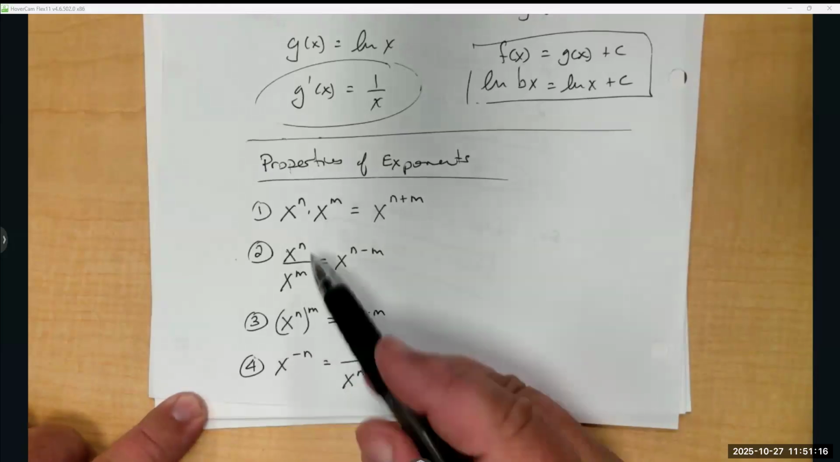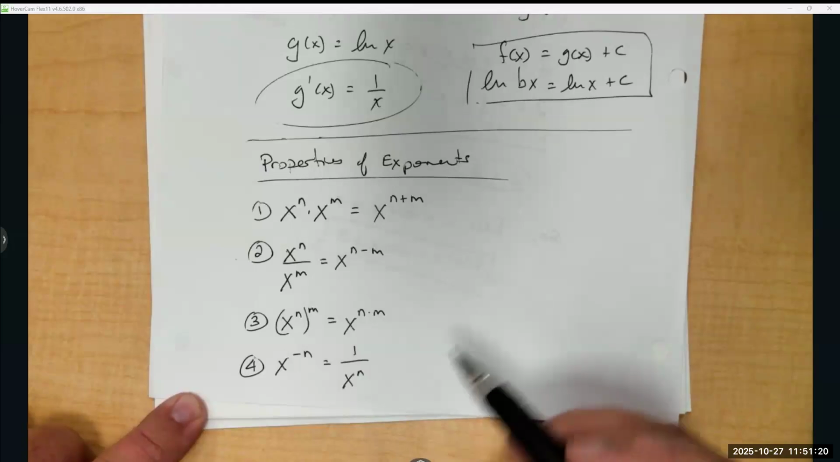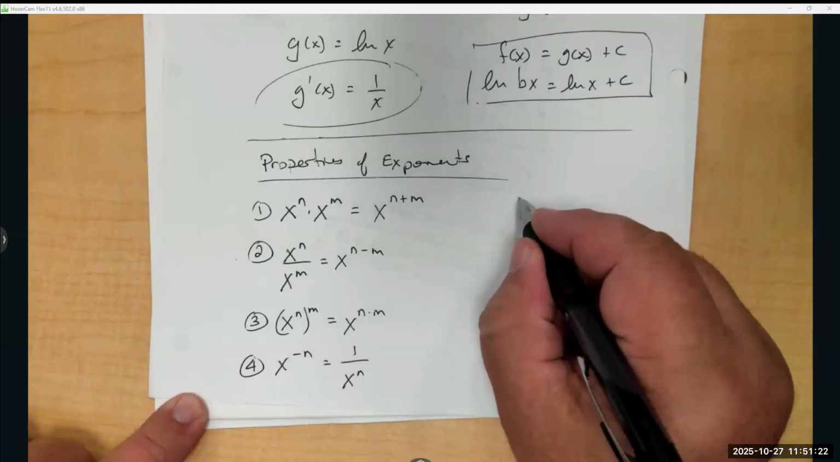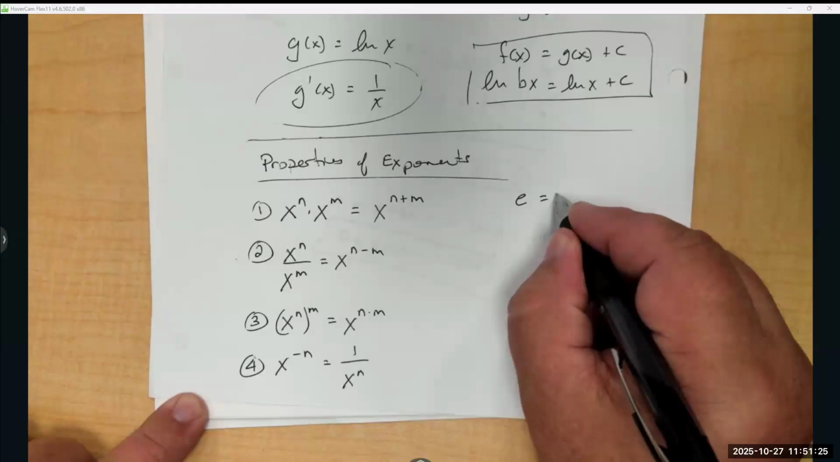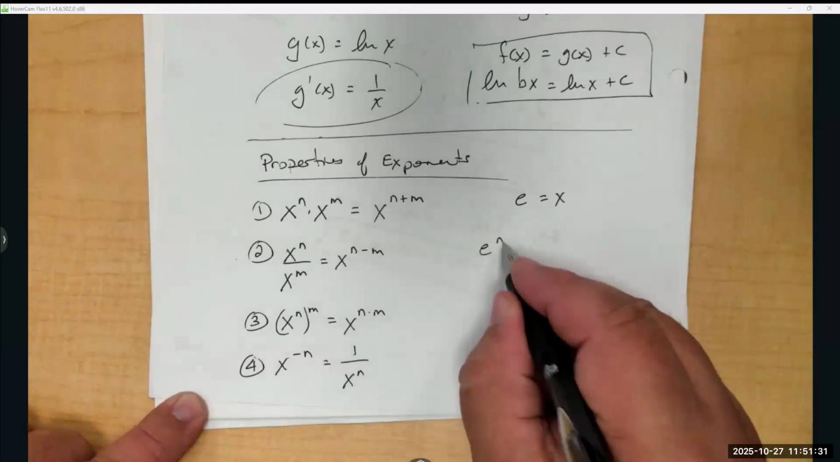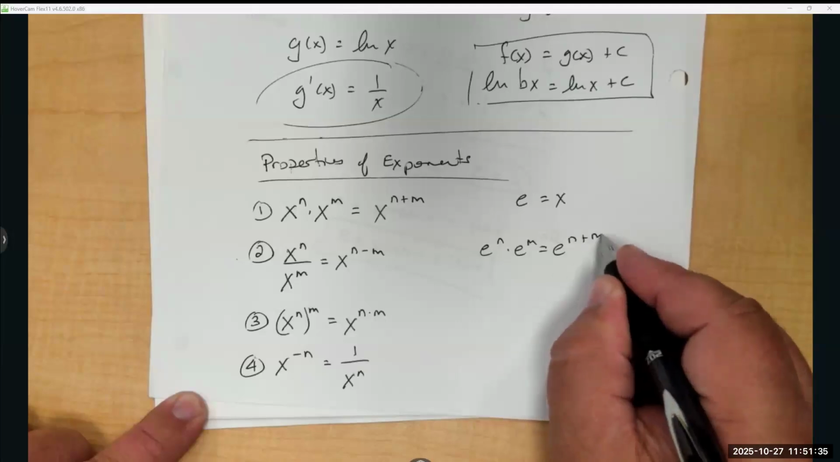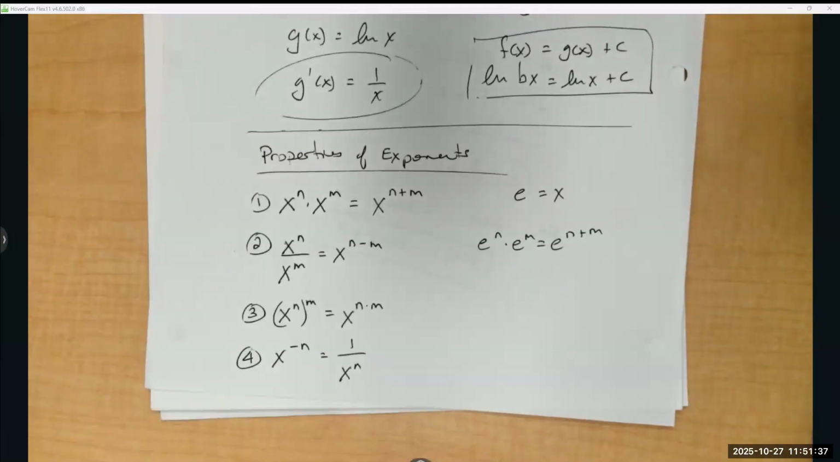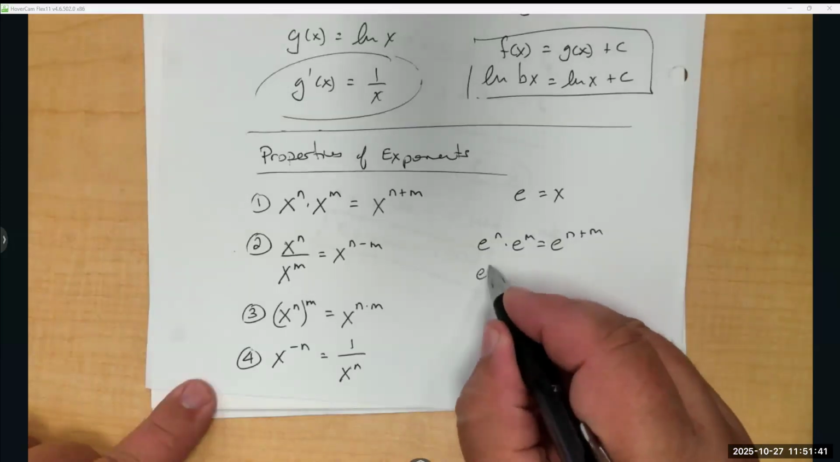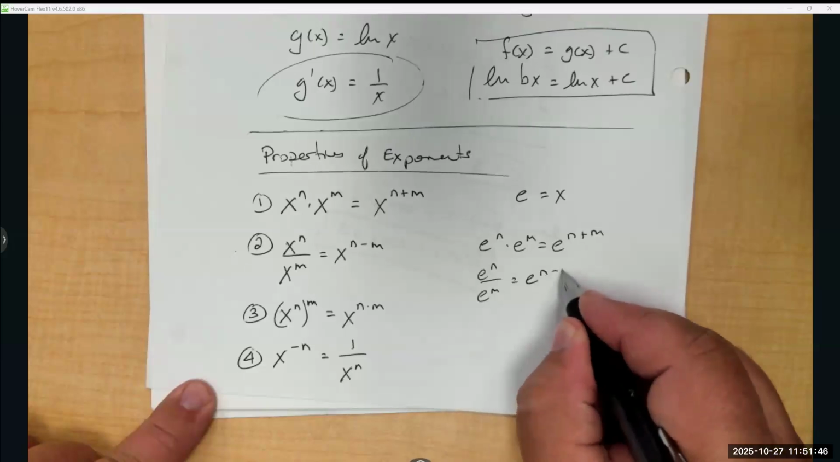Is there any limitation on what x can be? Not really. So it also works if x is equal to e. All of these work the same way. e to the n over e to the m is e to the n minus m.